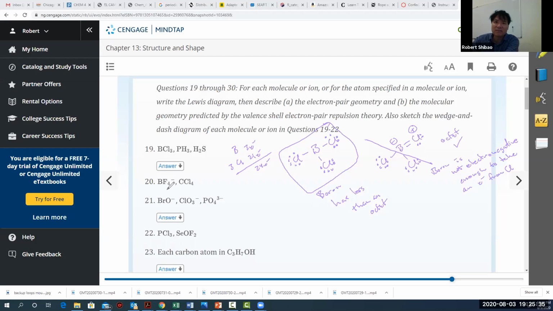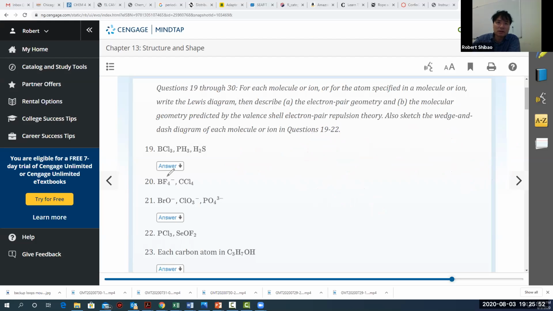All right, now, what if the electron comes from something else? If the electron comes from something else, then it's okay. Boron could potentially get an octet. So for example, let's take a look at this one, BF4 minus.